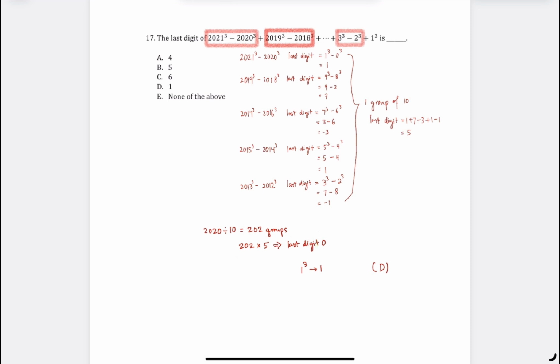Okay, this one we haven't counted the last term here. So the last term here will give us 1. Okay, so that means for this whole thing, the last digit will be 1.